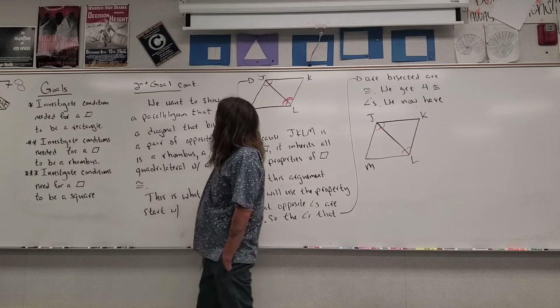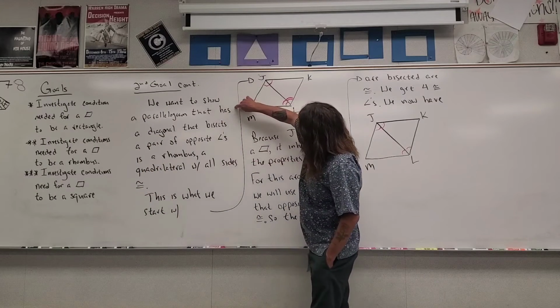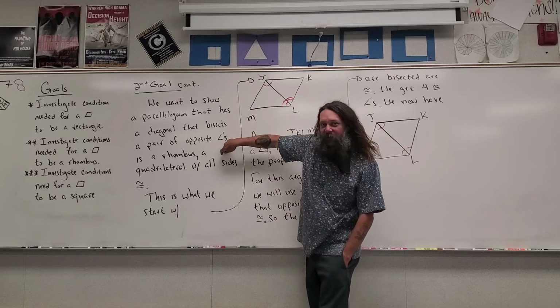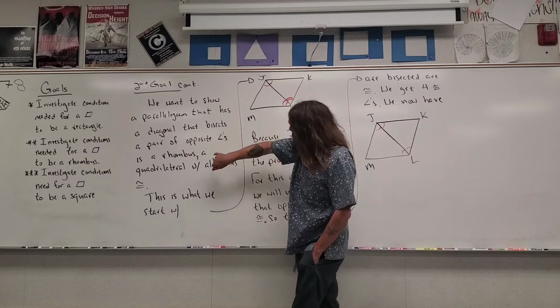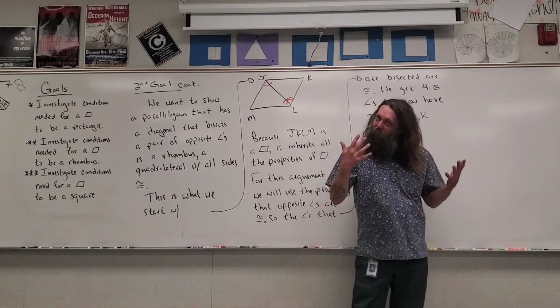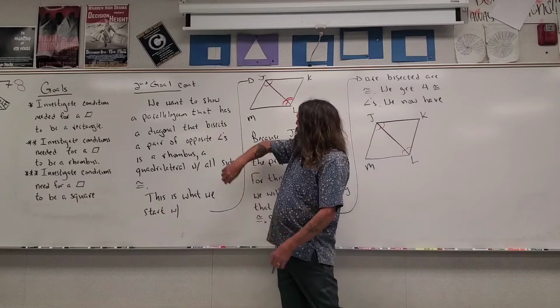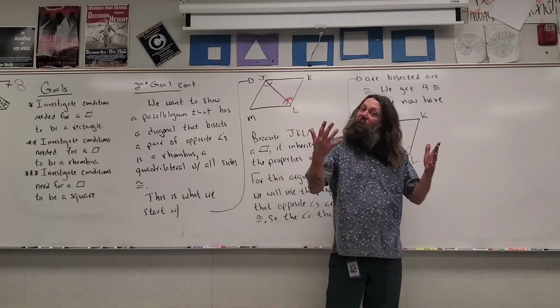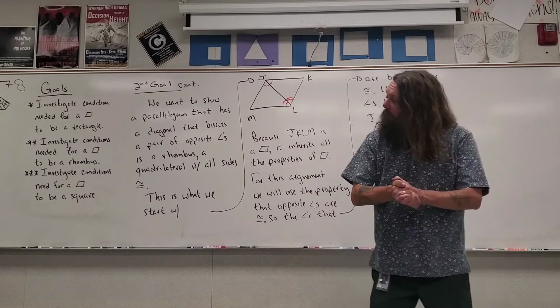to be a rhombus. We want to show a parallelogram that has a diagonal that bisects a pair of opposite angles is a rhombus. It's kind of a tongue twister. And a rhombus is a quadrilateral with all sides congruent. Remember, that's what we're trying to argue towards. And so this initial condition of a diagonal that bisects opposite angles, hopefully we can argue that it is what we need to have a rhombus.